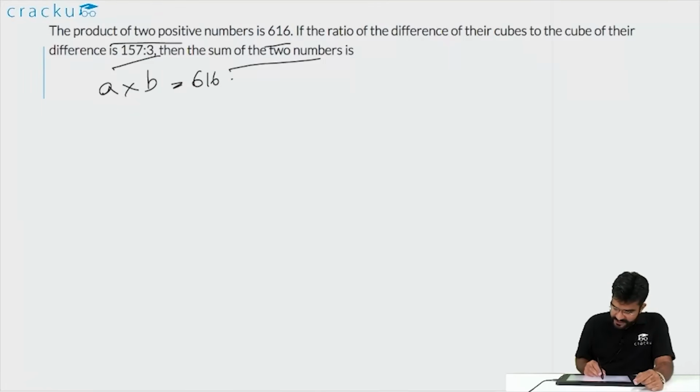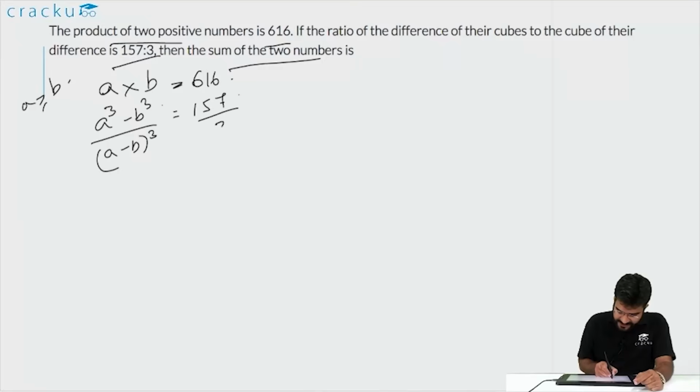We are also told that the ratio of the difference of their cubes, which is A cube minus B cube, we are assuming that A is greater than or equal to B, A cube minus B cube by A minus B whole cube is equal to 157 by 3.